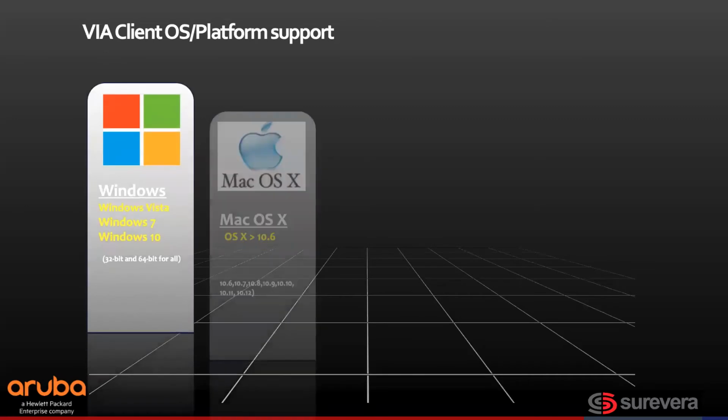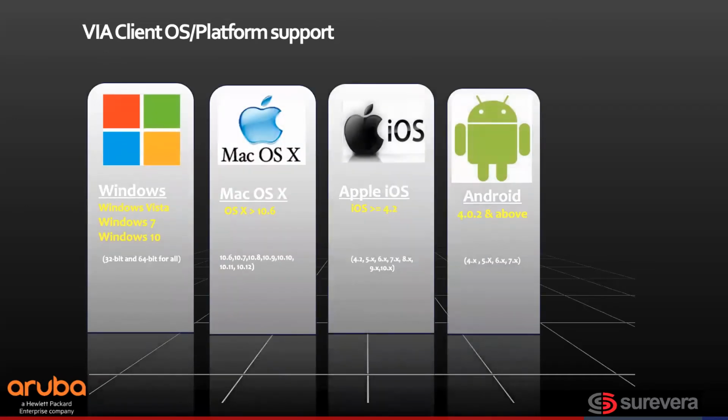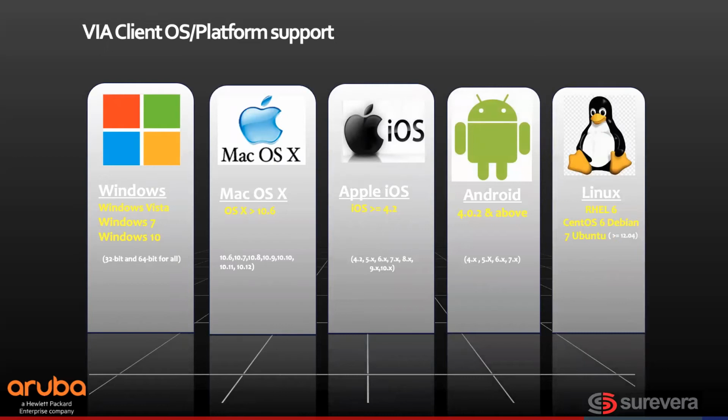So to talk about the number of clients that are able to be supported with VIA, you can actually use any Windows system Vista and newer, so Windows Vista, 7 and 10, Mac OS 10.6 or newer. We're all the way up into 10.14 and 10.15 now, so we're able to support all the way up into those. iOS devices from 4.2 and newer, Android 4.0.2 and newer, and Linux. Most people are using Ubuntu when they're looking at the laptops and the connections, and that's 12.04 and newer.